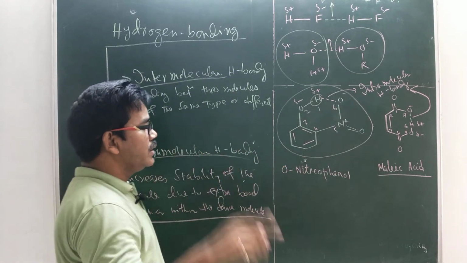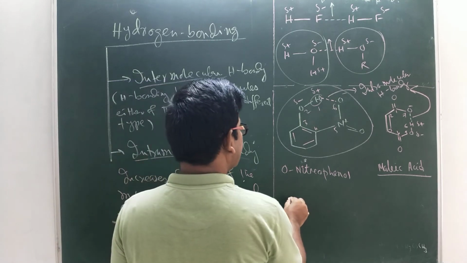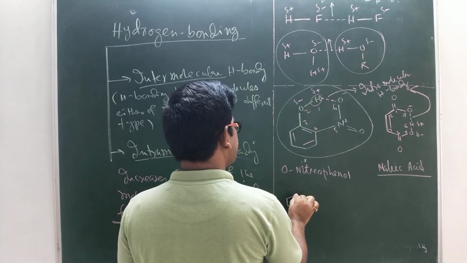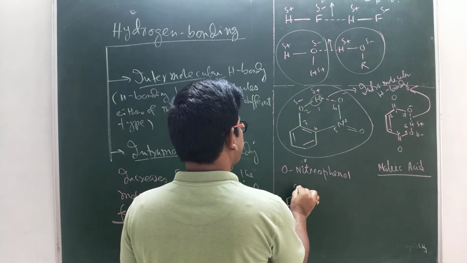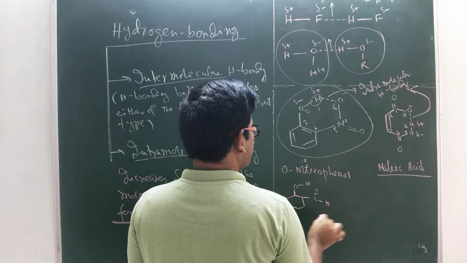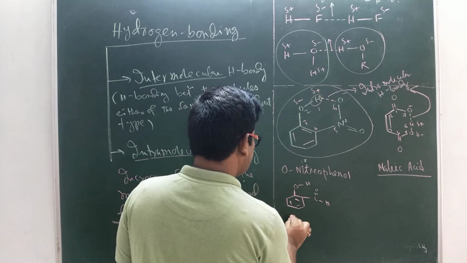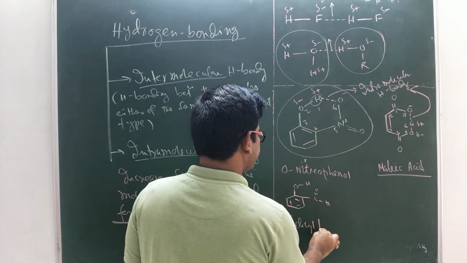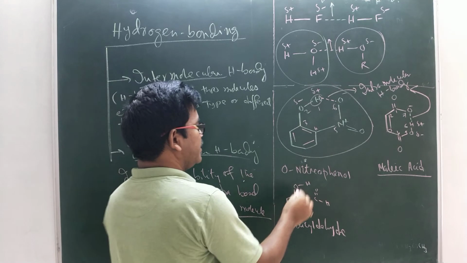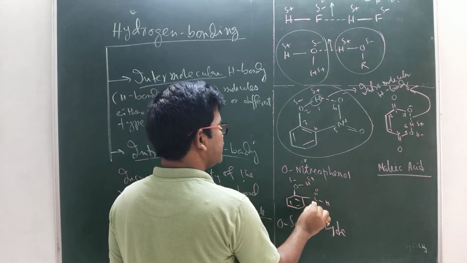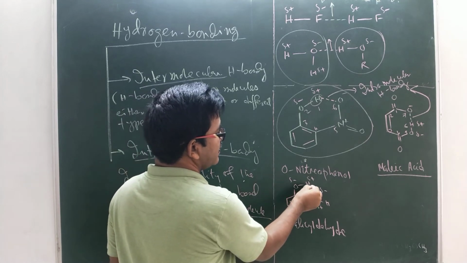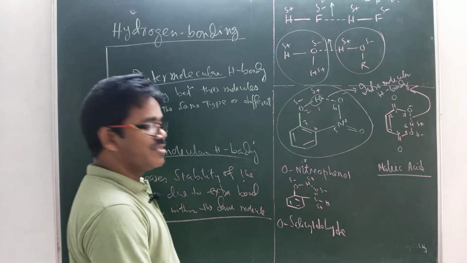Even we can take another example, orthosalicylaldehyde. This is called orthosalicylaldehyde. Here this is plus, this is minus, here this is plus, this is minus, and between this plus and minus there will be an intramolecular hydrogen bond.